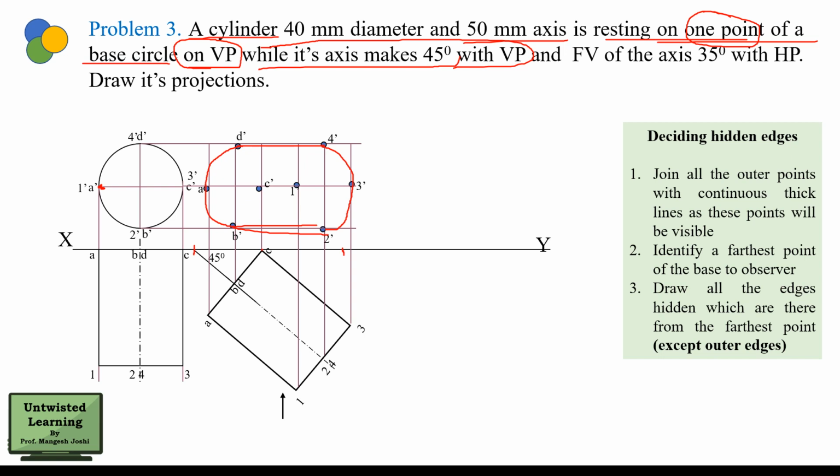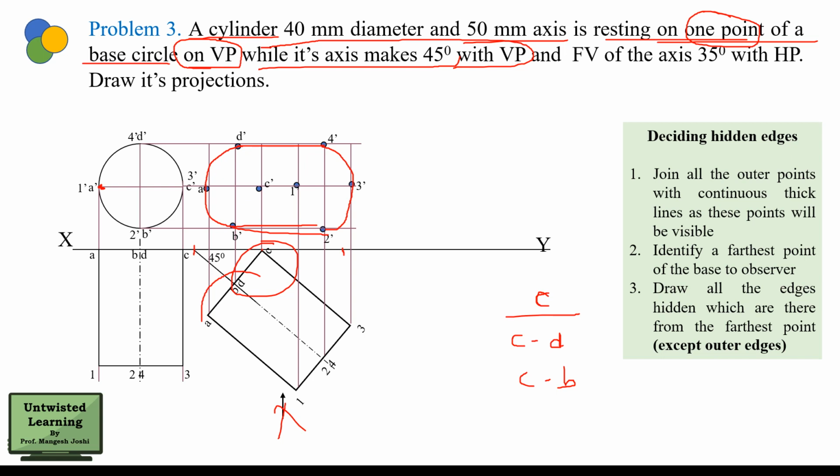I just identify the farthest point from the observer, so it is the C point. Okay. Now let us note down the edges coming from that C point. So you can see C to D is 1 edge and C to B is 1 edge. C to B and C to D.